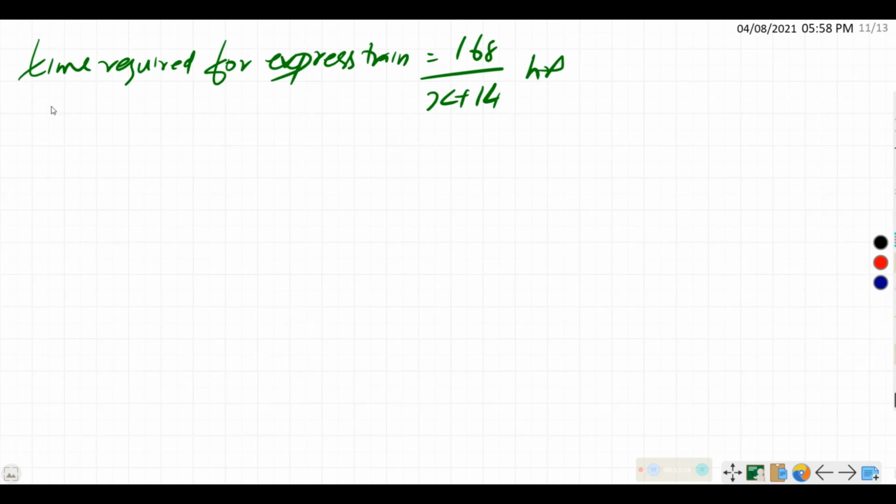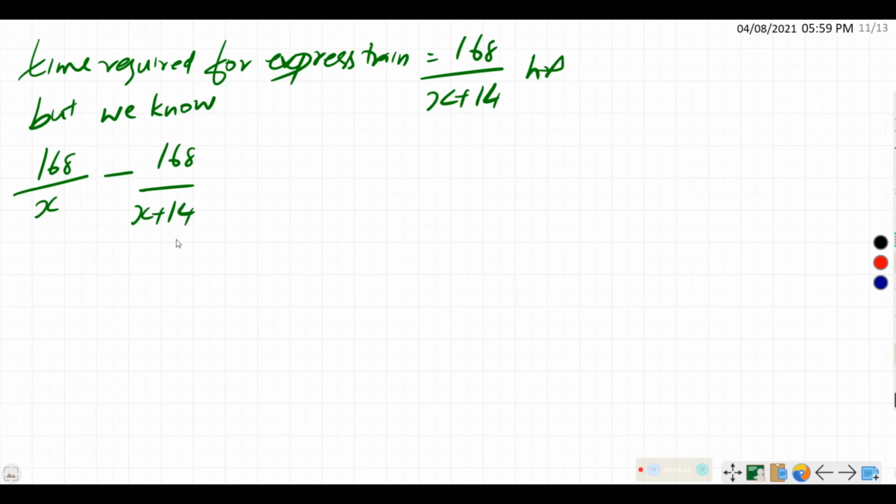Now you can create an equation comparing both, because we know that there is a difference of 1 hour. So that we will make use of here. 168 upon x, if it is that of the passenger train, that will be more time because the express train is having more speed. So the second part will be smaller, less time taken. So time taken by the passenger train minus time taken by the express will be equal to 1, because it is given. 1 hour is the difference. So we will equate it with 1.